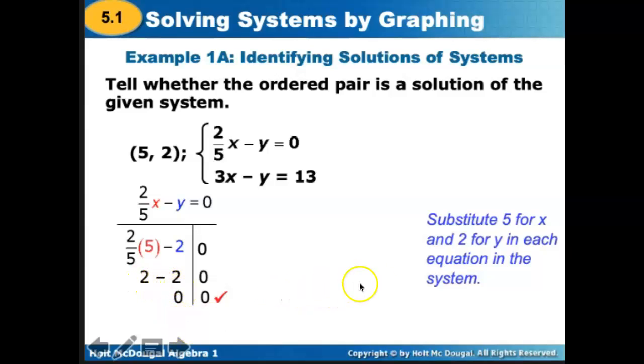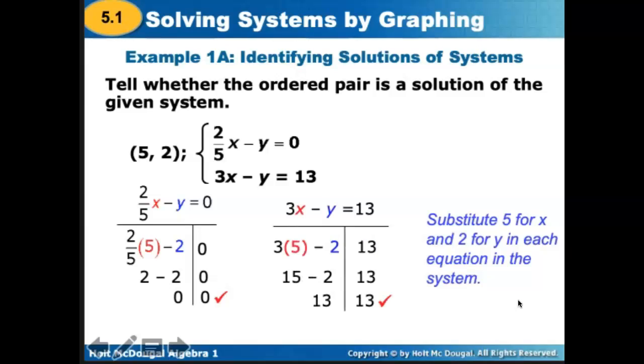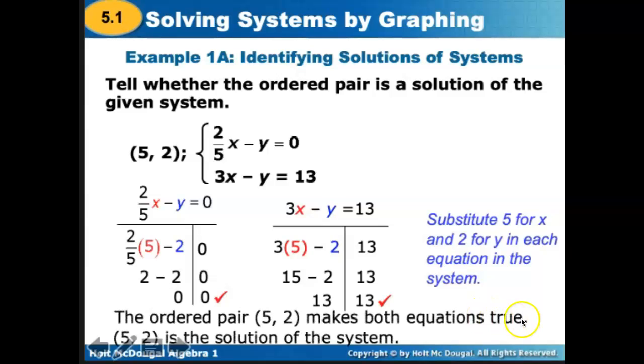2 minus 2 is 0, and so that's true because a solution is going to give us 0. Or it's going to be true in any case because this one is 0, this one's 13, so that's what we'd expect here. So again, substituting in 5 for x, -2 for y, and then simplifying. 15 minus 2 is 13. 13 equal 13 is true. So this is a solution of the system.